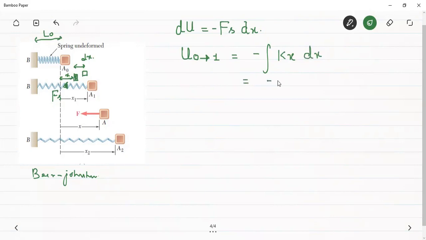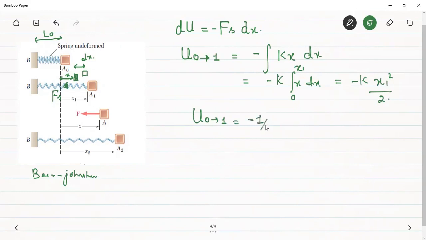So this is the integral of x dx, and the displacement of the spring, the extension, is from initially undeformed, and let us say that it assumes a final extension of x1. So this will be equal to minus k x1 square by 2. Okay, so we conclude that the work done by the spring force in displacing the spring from an undeformed position to a position where its extension is equal to x1 is equal to minus 1 by 2 k x1 square.